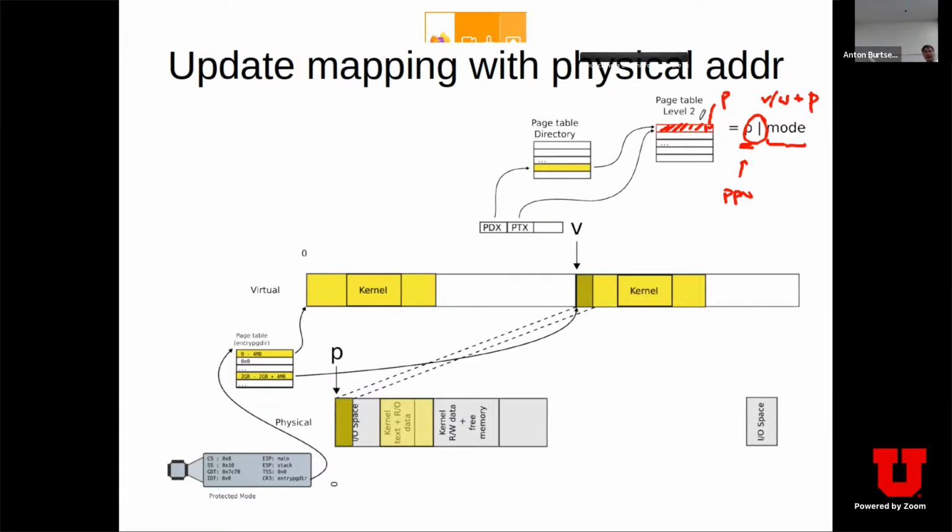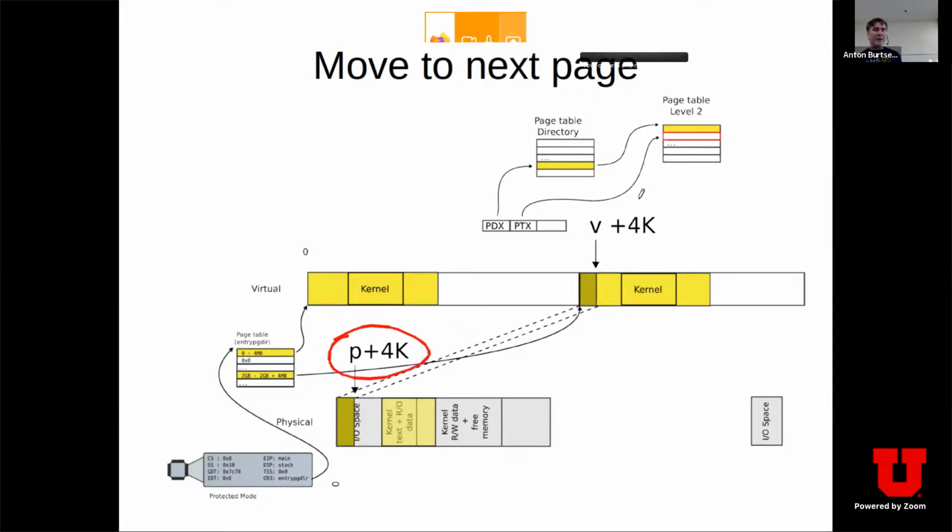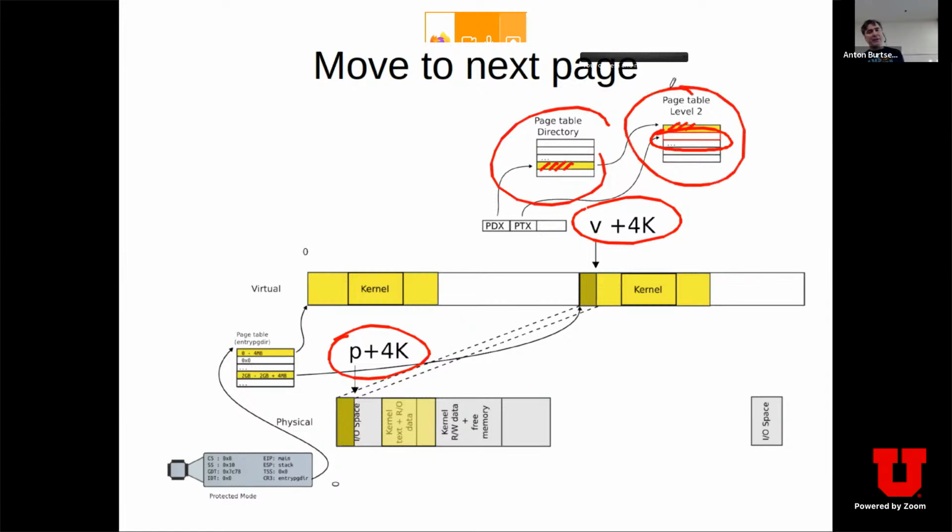At this point, I'm done. I am okay to move to the next page. So essentially saying P plus 4K here, V plus 4K here, and I will land on this entry. Since these yellow entries are already present, I don't have to allocate a page table directory, and I don't have to allocate page table level 2. I will just simply update this entry, writing P plus 4K, ORing it with the flags which I want to put there. And so on. I will be going page by page by page.